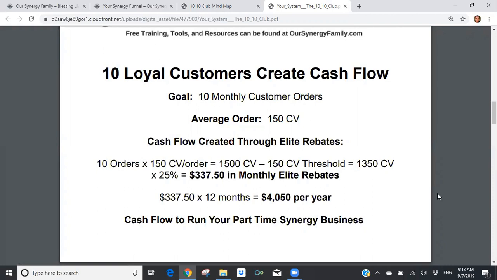Now, how many people do you know that would like to have a part-time business that generates for them or their family an extra $4,000 in cash flow? There's most likely people out there. That could be part of your marketing strategy to begin to attract people.